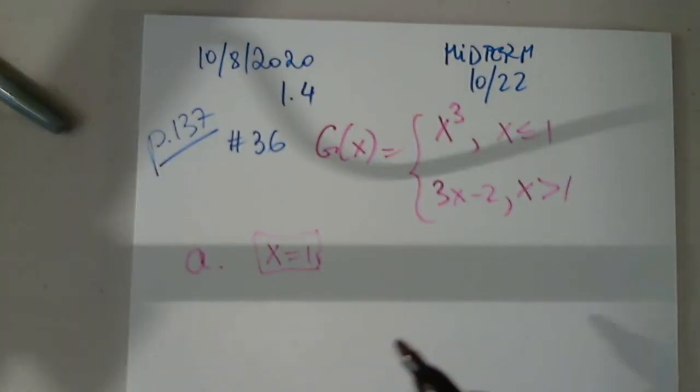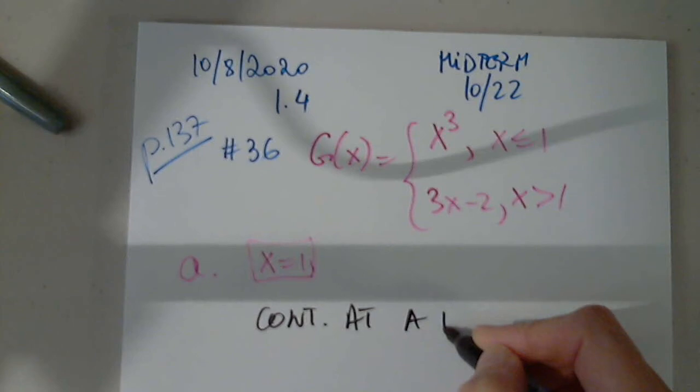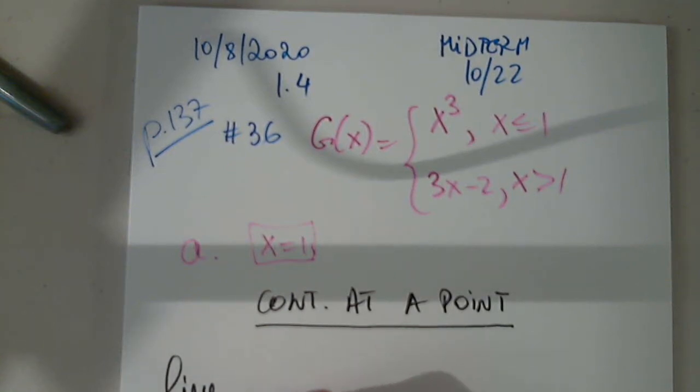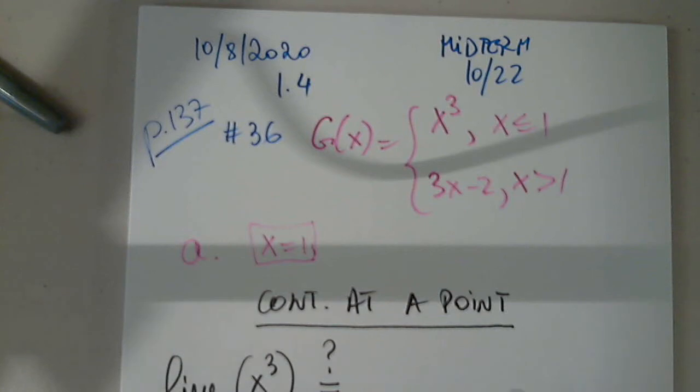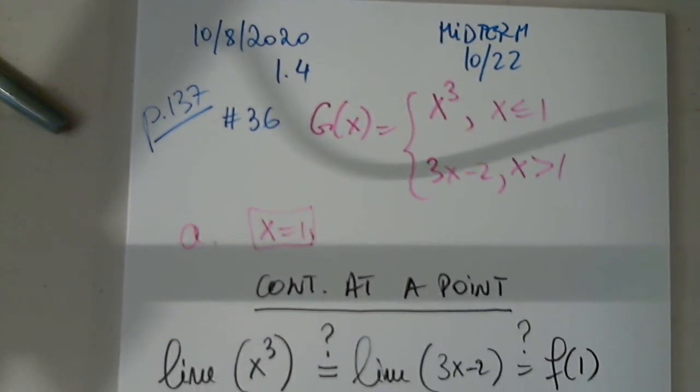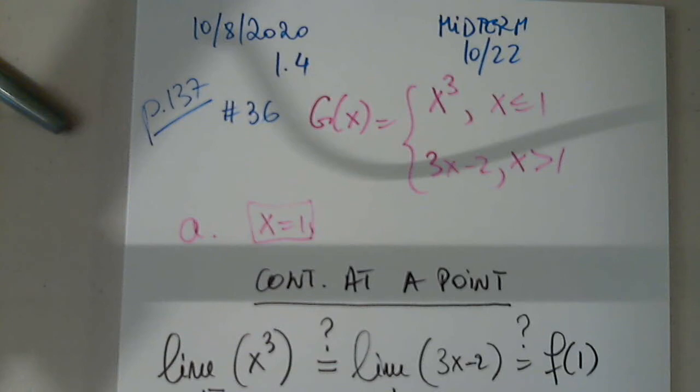I don't know, but I know the definition of continuity at a point. And that is the limit as x approaches 1 from the left of x cubed, I don't know if it equals the limit as x approaches 1 from the right of 3x minus 2. I don't know if it equals g of 1. Okay? So can anyone give us this limit? And can anyone give us g of 1? Anyone?